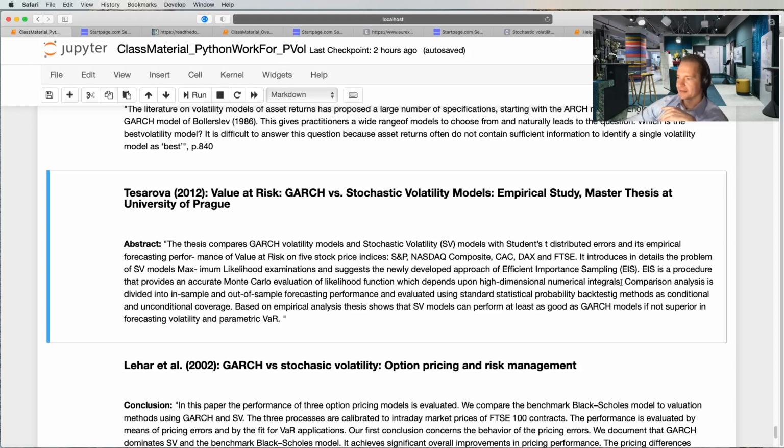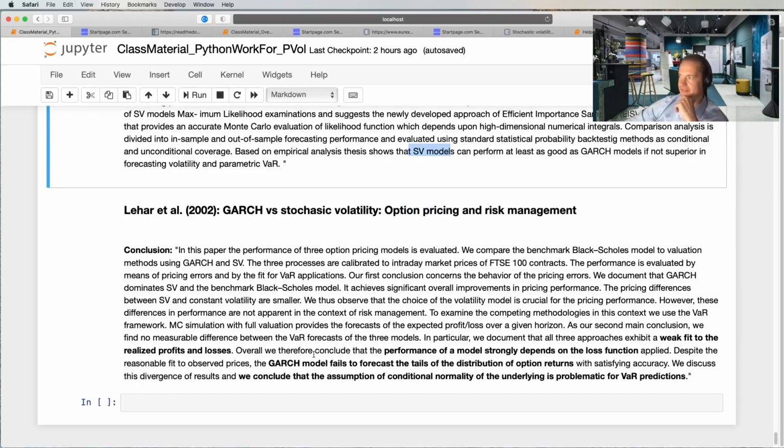Right, again here, they use a comparison. They have an in sample where they train the model and an out of sample where they check whether the value at risk was over or underestimating the losses that came in. Okay, we show that SV models can perform at least as good as GARCH, if not superior. Okay, there's a selection bias maybe in the paper, because I have the same thinking that SV, all else equal, I would trust it more, and I hope it's clear why, given today's presentation.